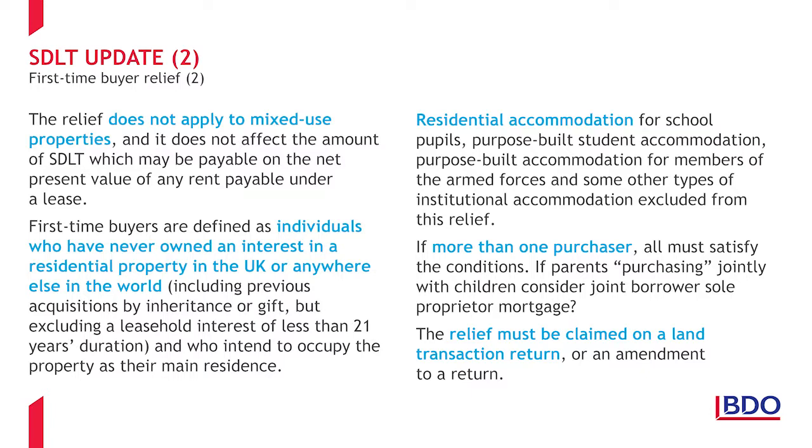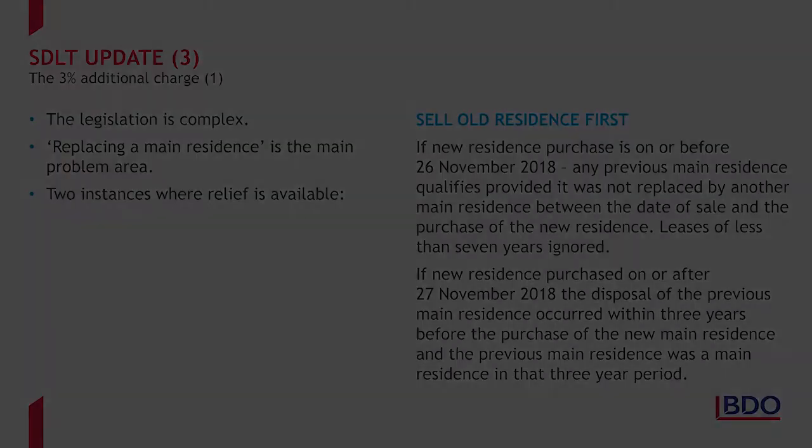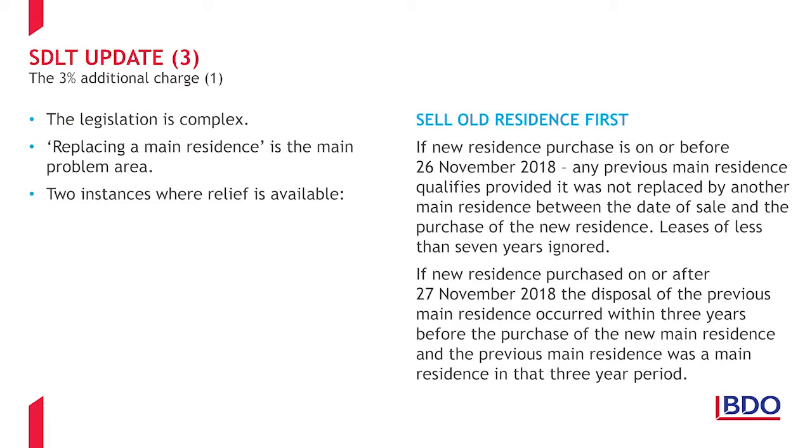Where there are joint purchasers, they all must meet the conditions. This precludes relief where, for example, mum and dad are joint purchasers with their children. And as always, the relief must be claimed in a land transaction return. Moving on to the 3% additional charge. This legislation is complex. The original intention of the legislation was to impose an additional 3% liability on second homes.